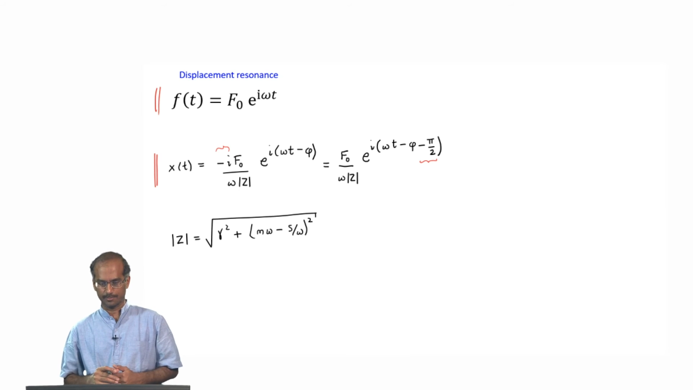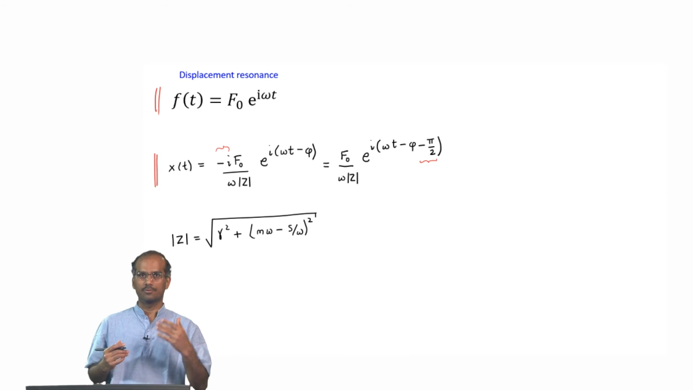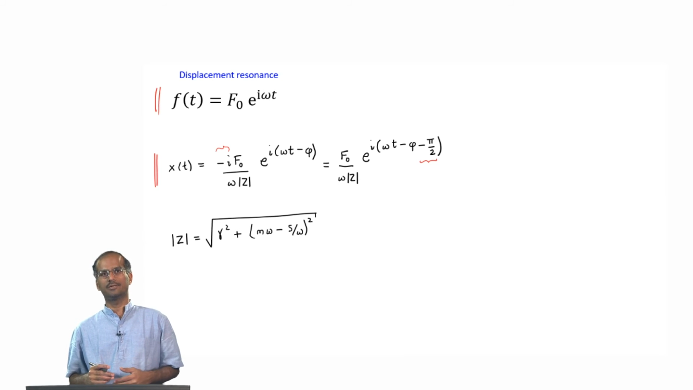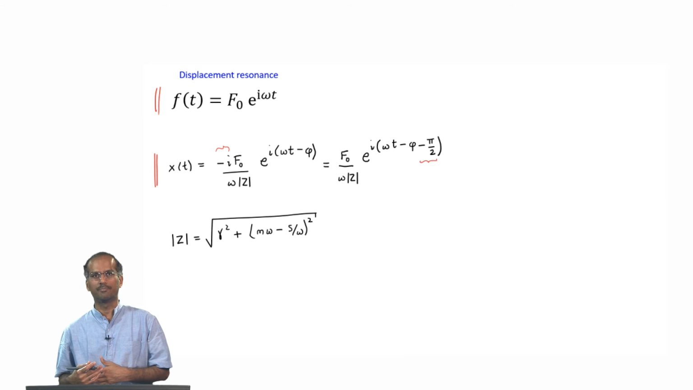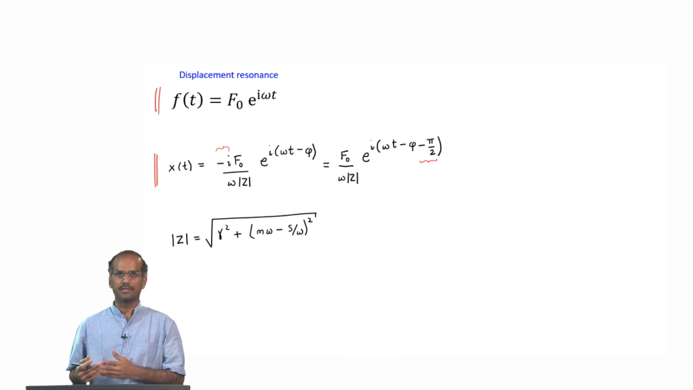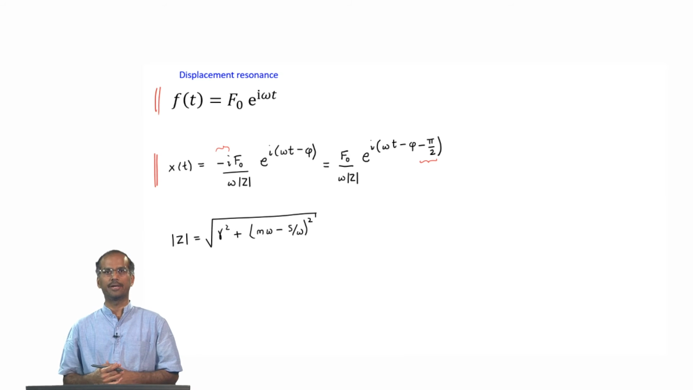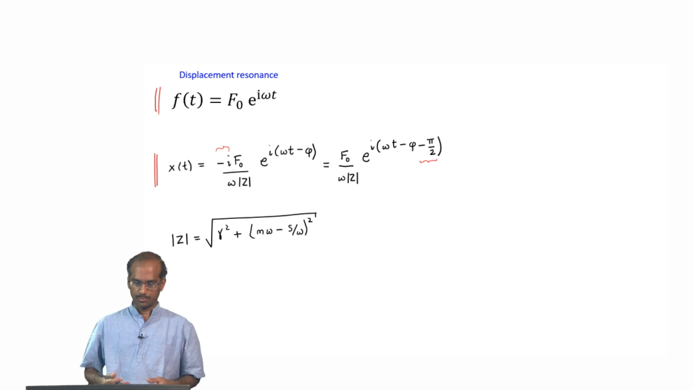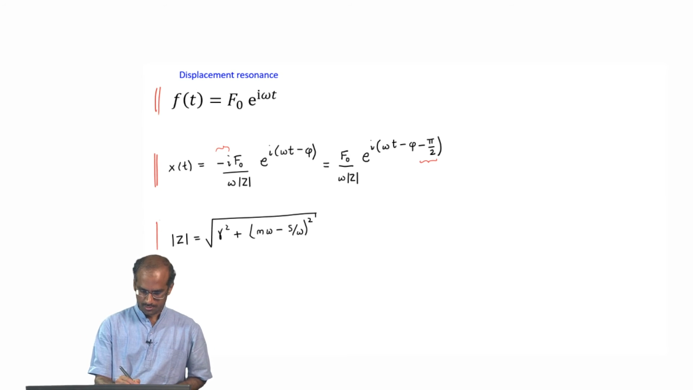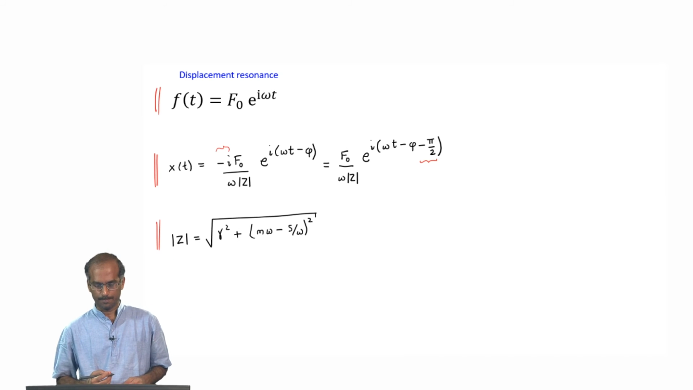Here I have absorbed this minus i which is in the exponential, and so it shows up as a phase factor. Remember that in one of the earlier modules we said that when you multiply by i, it is equivalent to turning the vector by pi by 2. So, when you multiply by minus i, it is equivalent to adding this phase of minus pi by 2, and of course, modulus Z is what we already have all along.